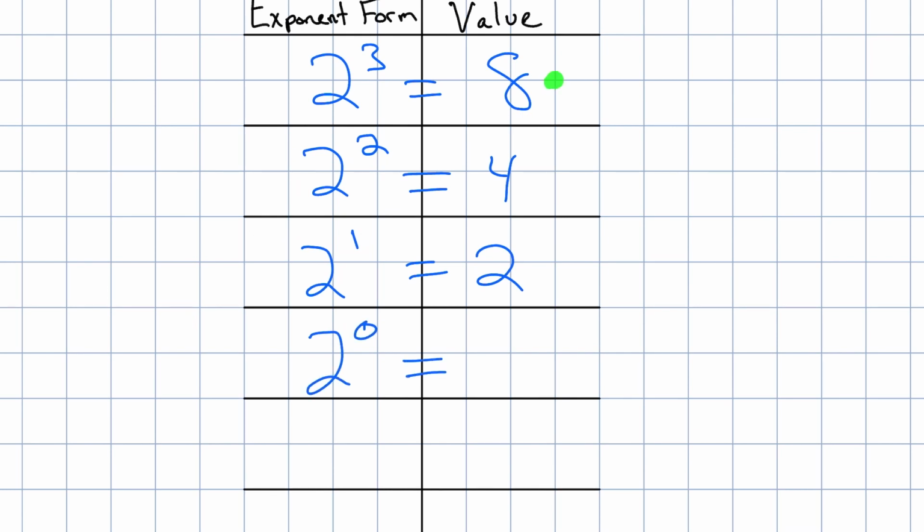On the right side, 8 divided by 2 is 4. 4 divided by 2 is 2. 2 divided by 2 is 1. So it looks like 2 to the 0 power, if this pattern continues, would be 1. But let's keep going. On the left side, taking 1 away from the exponent, it would be 2 to the negative 1 power. On the right side, 1 divided by 2 is just 1/2, 1 over 2.